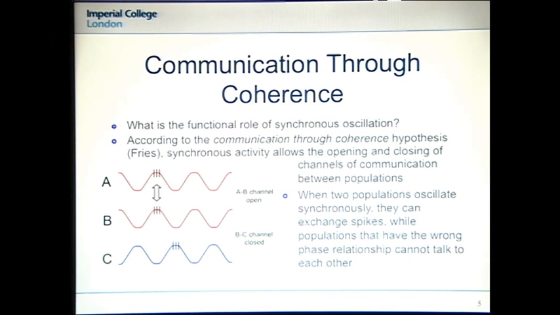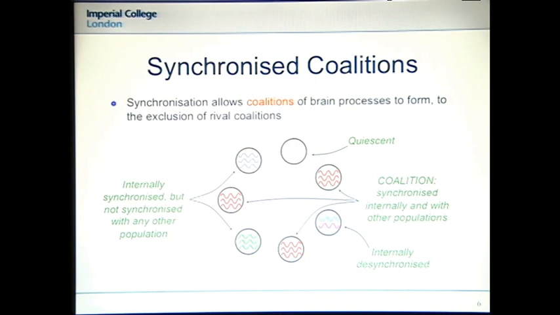Now, to fill this idea out, you have to think about the whole question of delays and so forth, because you don't want the delays between these populations to mess up this whole idea, and it obviously gets a bit more complicated when you look into the details. But that's the essential idea, and to some extent, I'm interested in buying into something like this communication through coherence hypothesis. In particular, I'm interested in coalitions of brain processes.